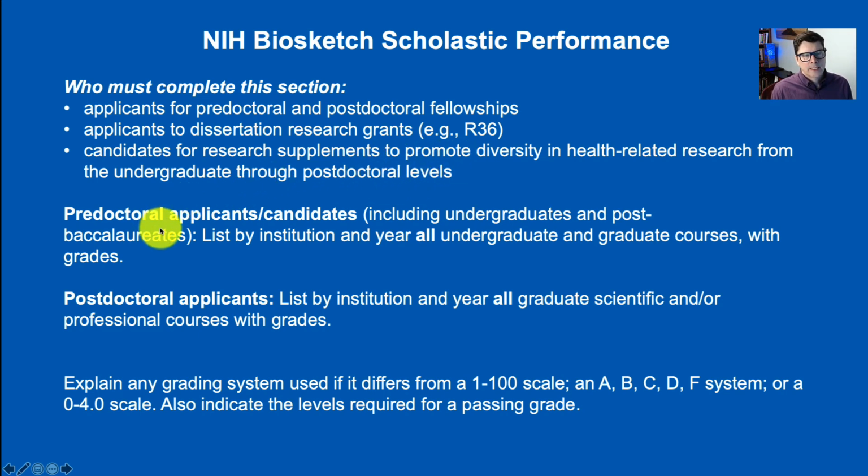If you are a pre-doc applicant, and this includes undergraduates, list by institution and year all undergraduate and graduate courses with grades. And for postdoctoral applicants, list by institution and year all graduate, scientific, and/or professional courses with grades. Now, when you do list the grades, if your grading system is not on a 1 to 100 scale, or if it's not an A, B, C, D, F system, or if it's not on a 0 to 4.0 scale, you need to explain how the grading scale works so the reviewers can calibrate that in their minds. And you should also indicate the levels required for a passing grade.